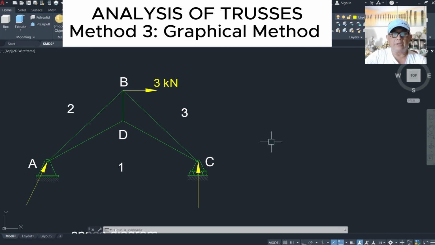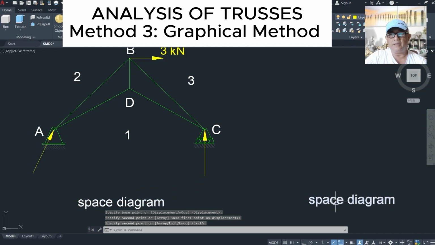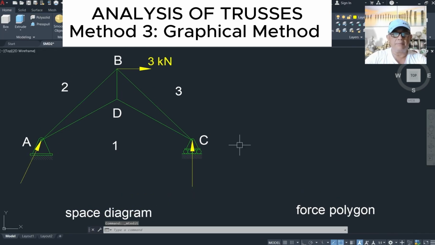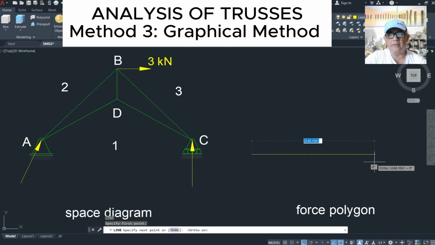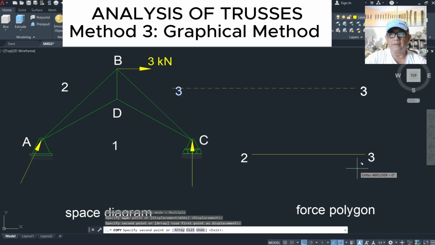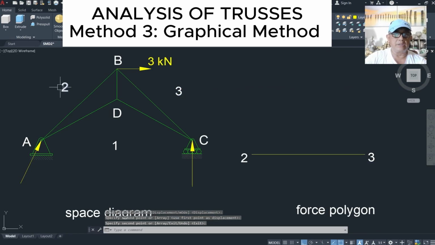Then on the right side, I'll draw the force polygon. This will be called the force polygon. So first, I'm going to sketch a line that will represent this 3 kilonewton load. So that's 2, 3. So we'll have a line from here to here that is 3 kilonewtons. Let's say it's 3,000 units here. This will be your point 2, and this is point 3. Okay? So 2, 3, clockwise. This will be 3 kilonewtons.